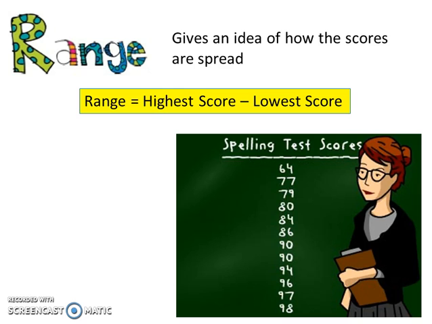And to find the range, we get the largest score and we minus the smallest score. So here we've got 98 is our biggest and 64. So our range will be 98 minus 64. So the answer is 34. So that means there's a spread of scores over 34 marks.